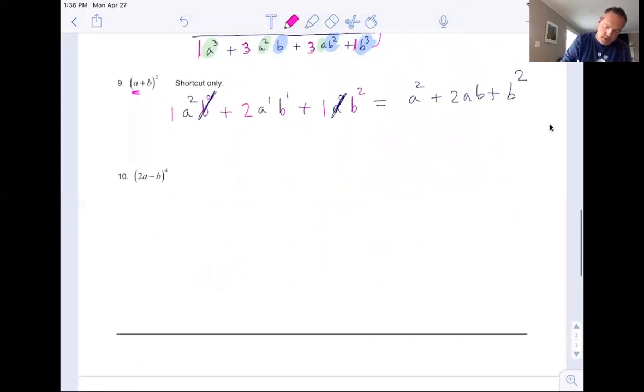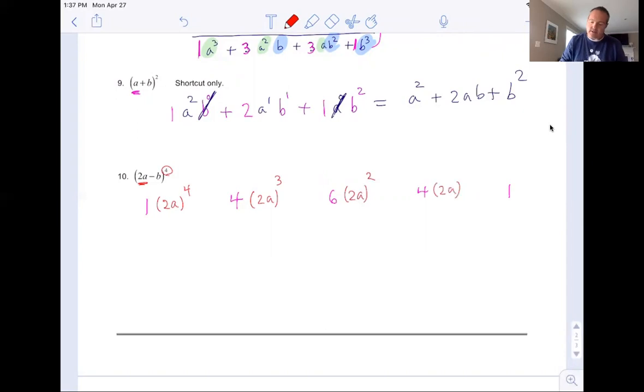Copy down those coefficients. Give yourself a lot of room on scrap paper. I'm going to give myself the whole page: 1, 4, 6, 4, 1. And I'll do this in red. I'm going to take 2a, and I'm going to descend it. The power is the 4th, and then 2a to the 3rd, and then 2a to the 2nd, and then 2a to the 1st, and then finally 2a to the 0, which cancels out.